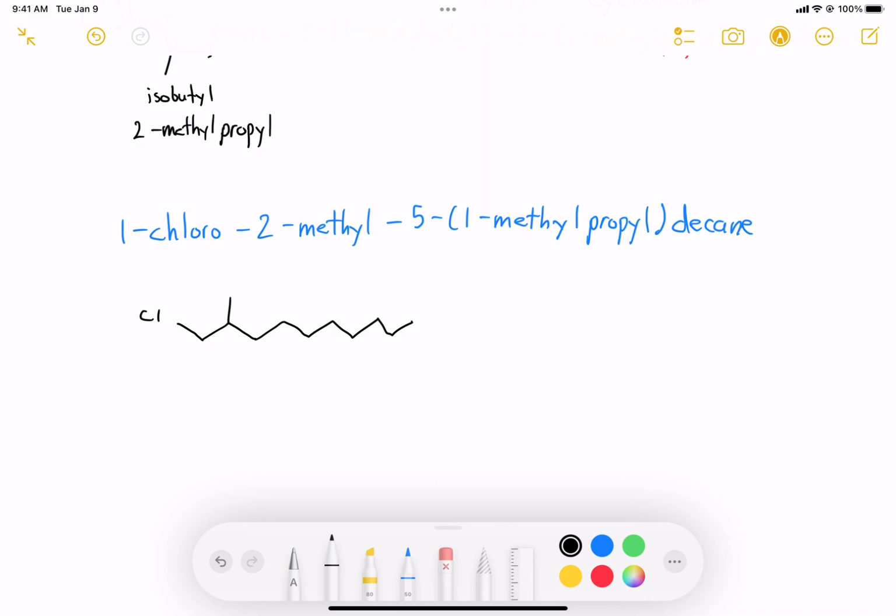we have 1 methyl propyl. So 1 methyl propyl is, say here's my connection point. I'll have 1, 2, 3, 1, 2, 3, and it's going to be at the 1 position. So here's a methyl group, and we're going to attach it like this. Okay. So at the 5 position, 1, 2, 3, 4, 5, we're going to draw just what we drew out earlier. And there you go. That's my answer.